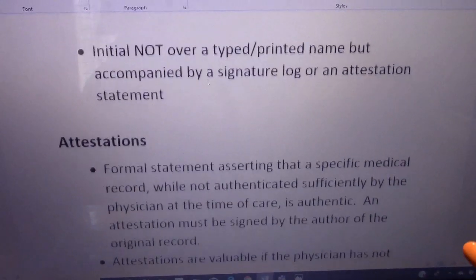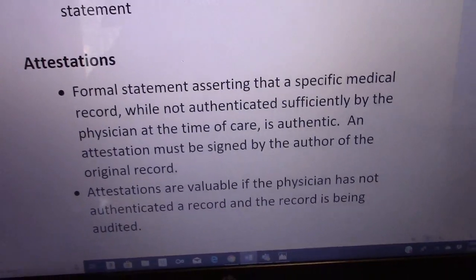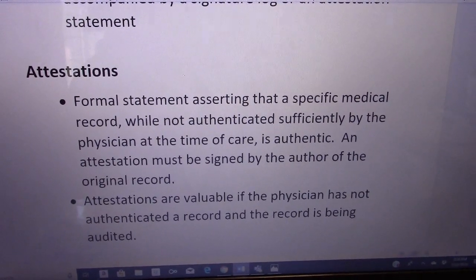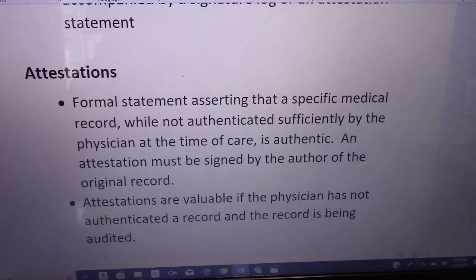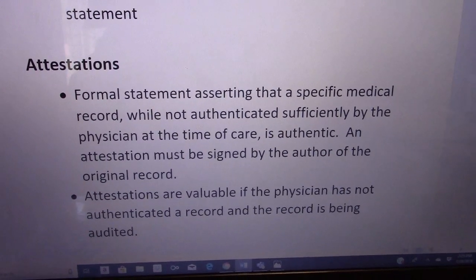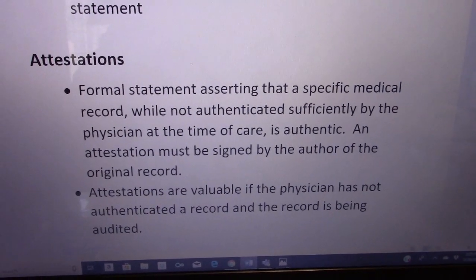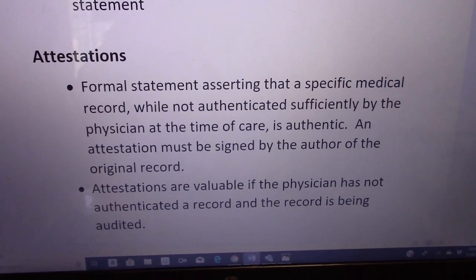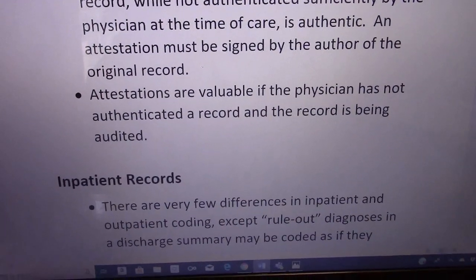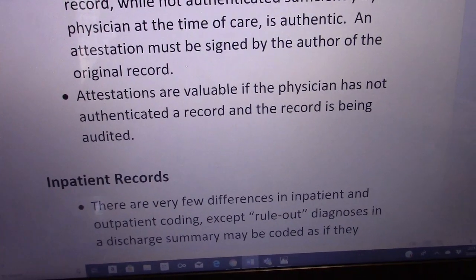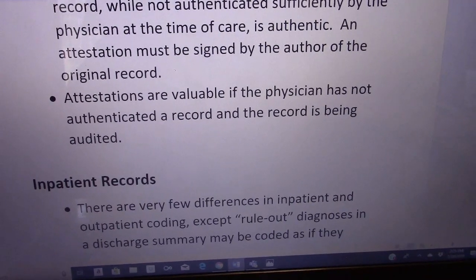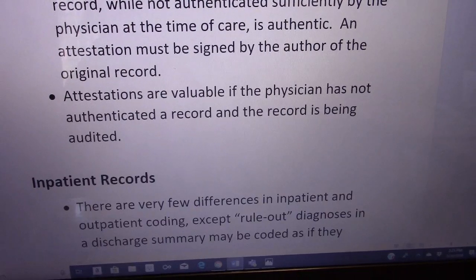So what is attestation? A formal signature or a formal statement asserting that a specific medical record, while not authenticated sufficiently by the physician at the time of care, is authentic. An attestation must be signed by the author of the original record. Attestations are valuable if the physician has not authenticated a record and the record is being audited.